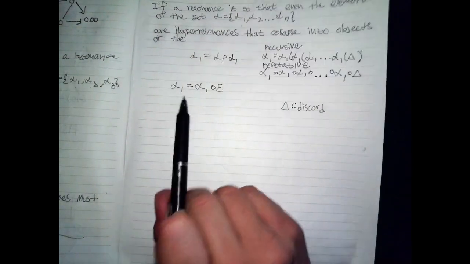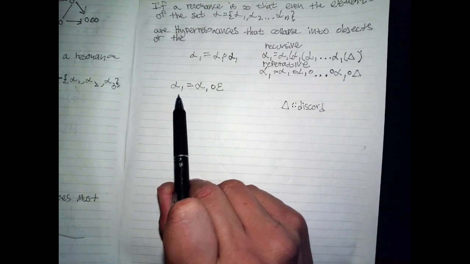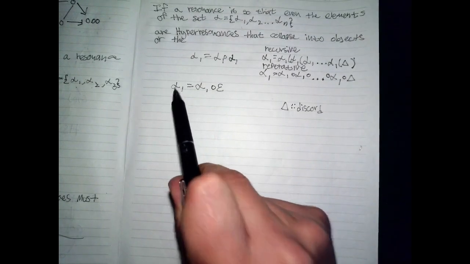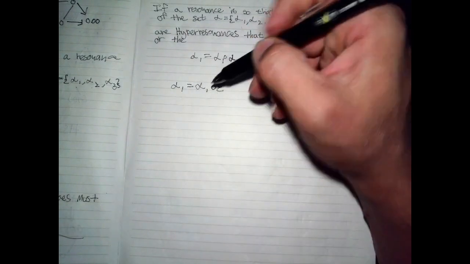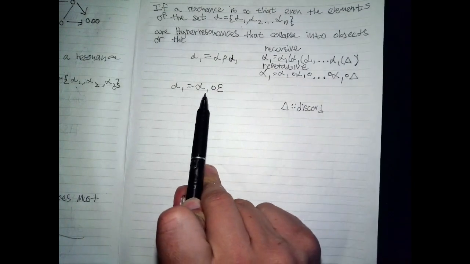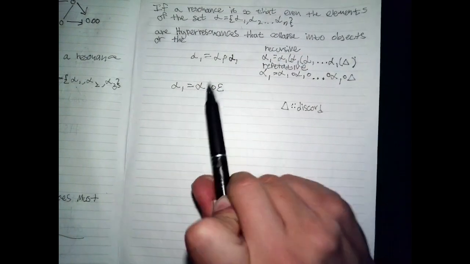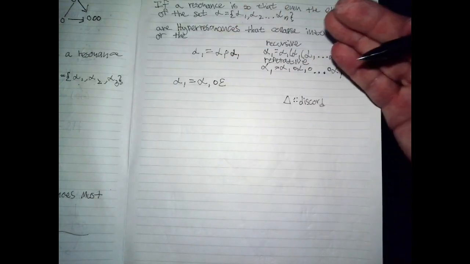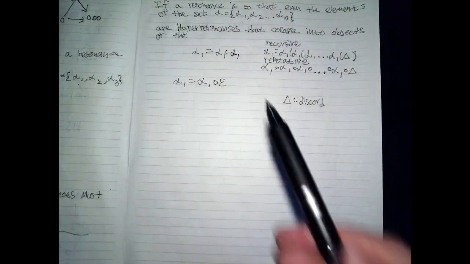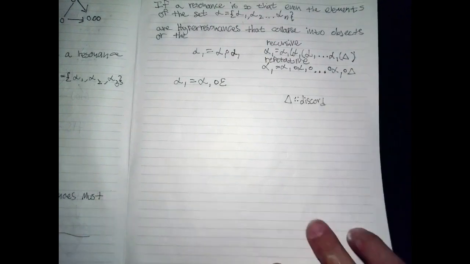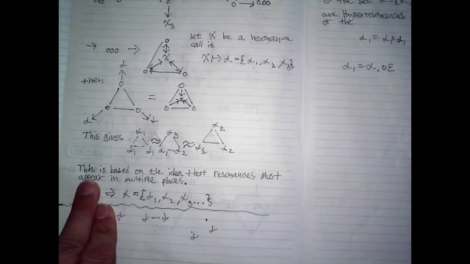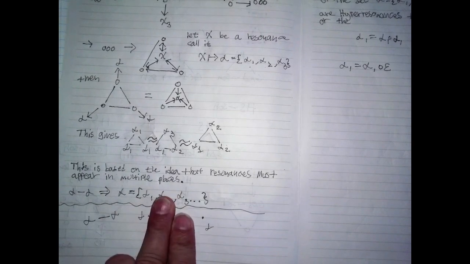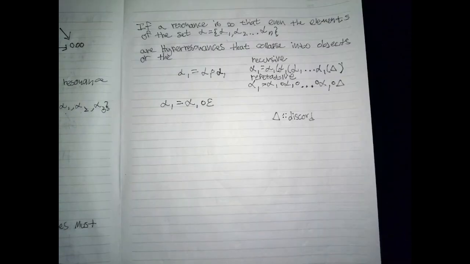Or we make A sub 1 appear in two places at the same time by taking an object operating on A sub 1. So A sub 1 just takes something that is an object and it returns A sub 1, thus satisfying the idea that resonances must appear in multiple places at the same time. And that's all for now.